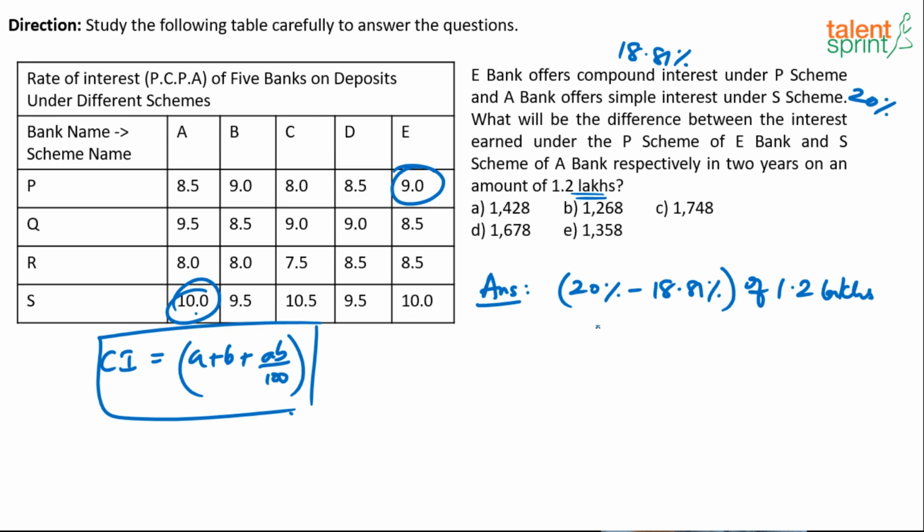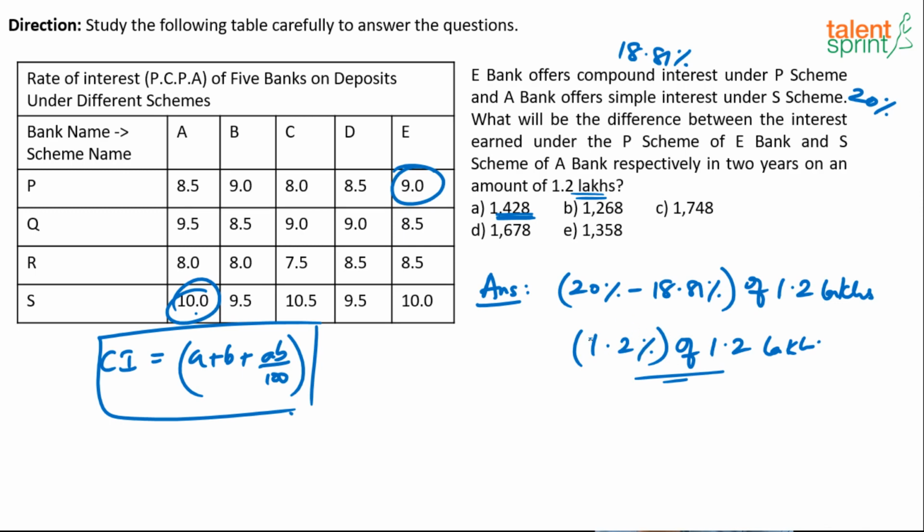Right? So actually it is let's say 1.2%, approximately. 18.81 is 18.8. So 20 minus 18.8 is 1.2. 1.2% of 1.2 lakhs. So that's like 12 into 12, 144, right? Somewhere around 1440 should be the answer. Best answer is 1428. Yes or no? 1440. It should be slightly less than 1440 if you observe.